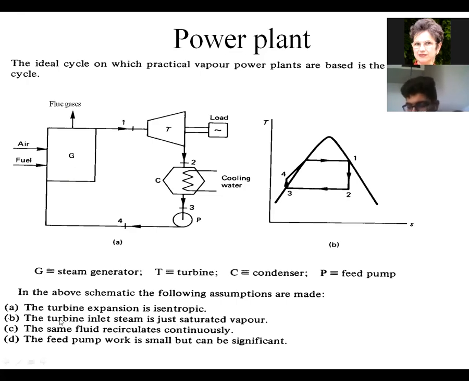So we have here in the turbine the isentropic expansion. The inlet 1 is saturated vapors. The heating process of the water in the generator is 4 up to 1. The process in the condenser is an isobaric process, partially here also isothermal.